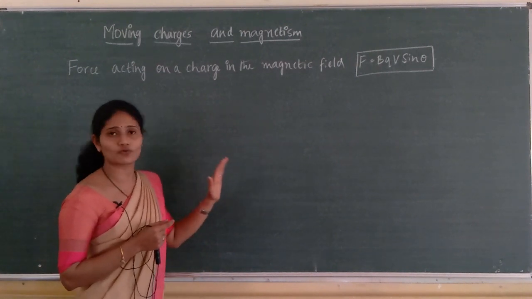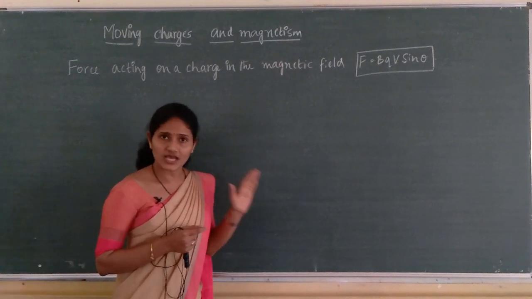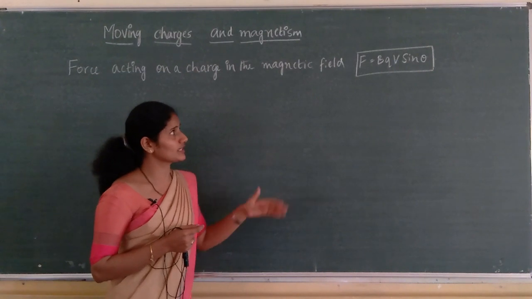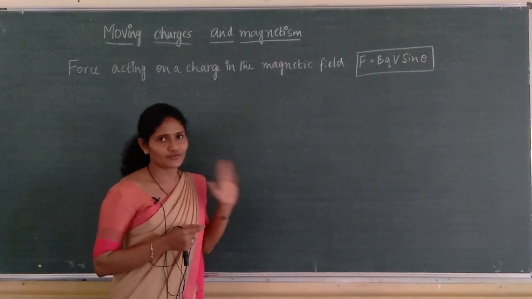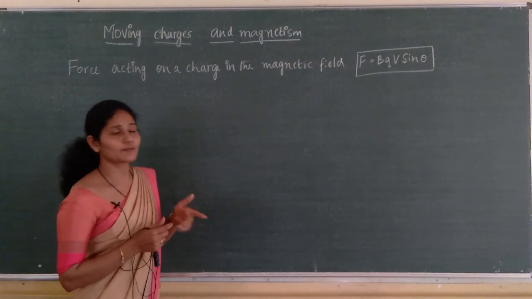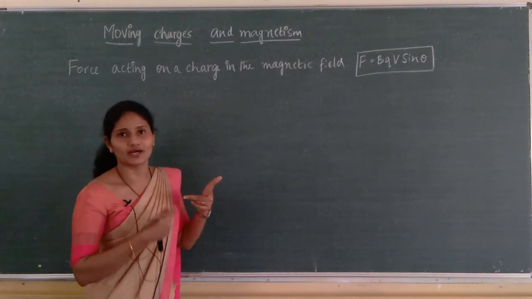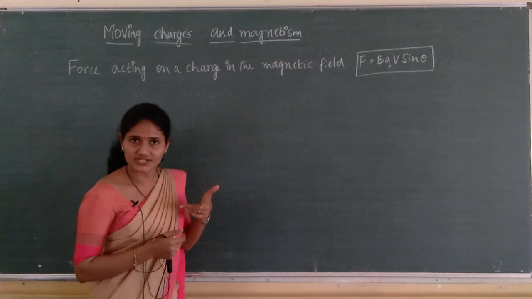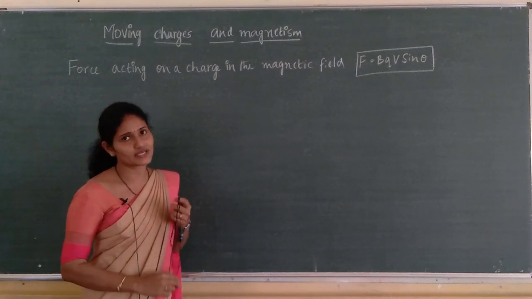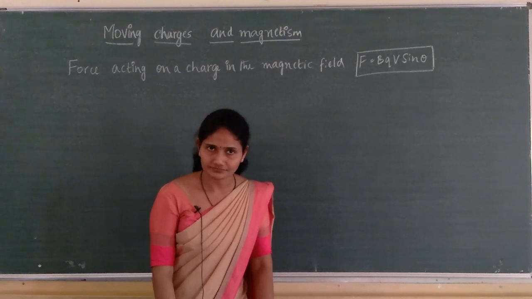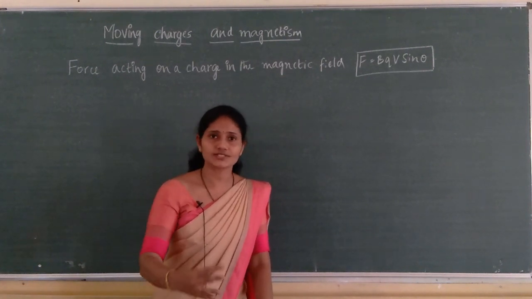So this is the maximum force acting on the charge when it is moving in a magnetic field. In that case, the particle moves in a circular path. When theta is equal to 90 degrees, the particle follows a circular path. When theta is equal to 0, it moves in a straight line.